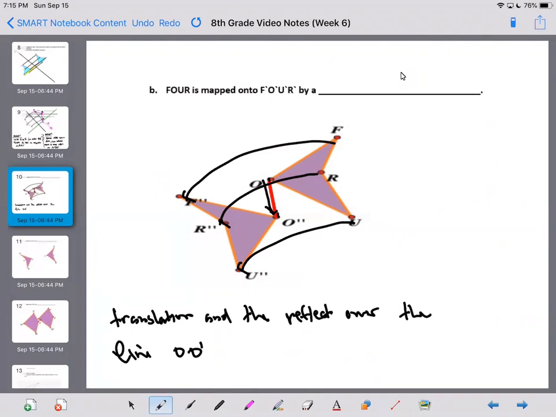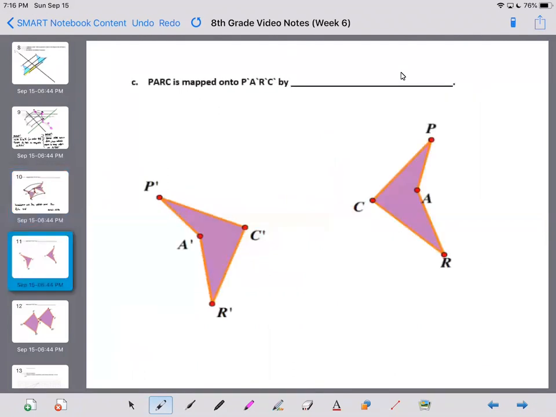Or we can mix up the order and say we could reflect first and then slide, or make the translation. So there are two orders here. I can translate and then reflect, or I can reflect and then translate. And the same for PARC. So we've got quadrilateral PARC to the right, and I want it to land on top of P prime, A prime, R prime, C prime.